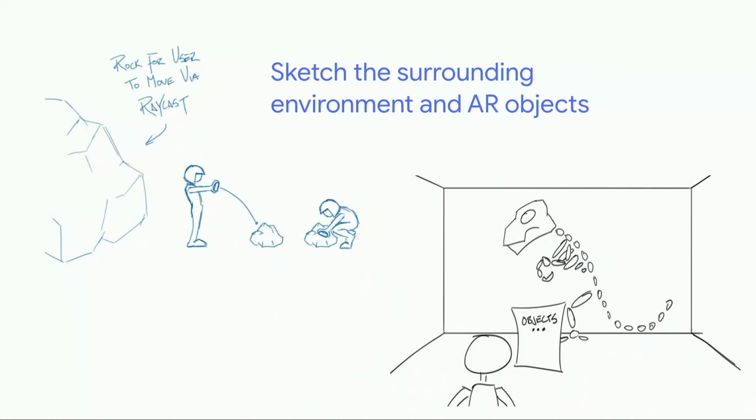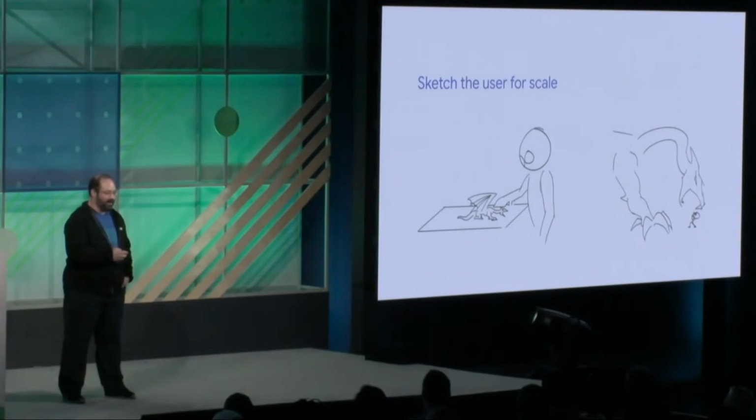And then as you sketch the user's environment, you start to sketch the various AR objects that they're going to be interacting with in that environment. In many ways, you can think of AR as having a lot of the same challenges as responsive design for the web in terms of different window sizes, but it's even more complicated because now you have responsive design for 3D spaces that are the user's actual living room. So you want to sketch the user for scale to get a sense of how you're going to start crafting this experience. The user could be very large relative to the AR objects or very small. And then you want to start thinking about how that user is going to move around in that environment.